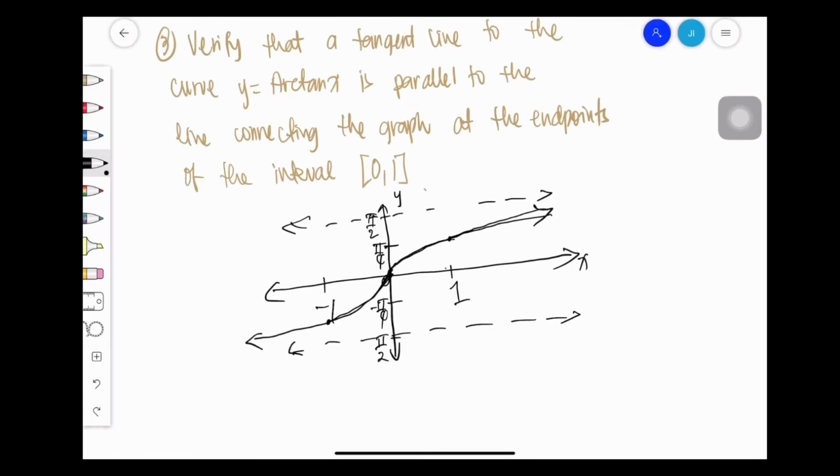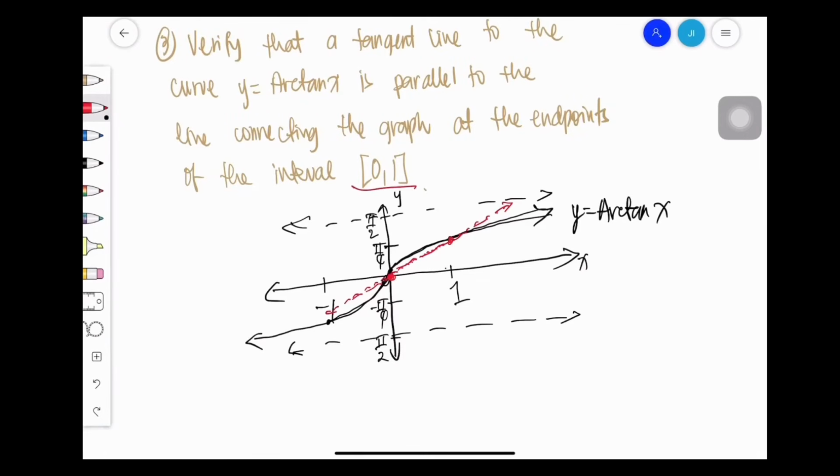This is the graph of y equals arctangent of x. But in our case, we just need to verify that there is a tangent line which is parallel to the line connecting these 2 points. Okay, so let's connect it graphically speaking. This is what we are verifying. There is a line, specifically a tangent line, parallel to this line connecting the endpoints of y equals arctangent x in this interval.